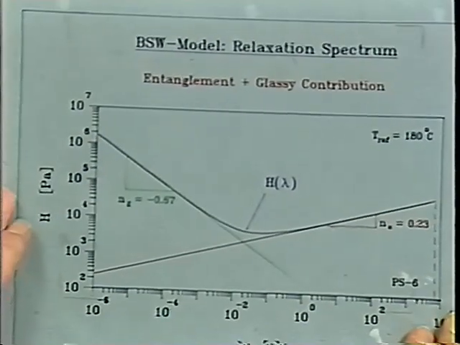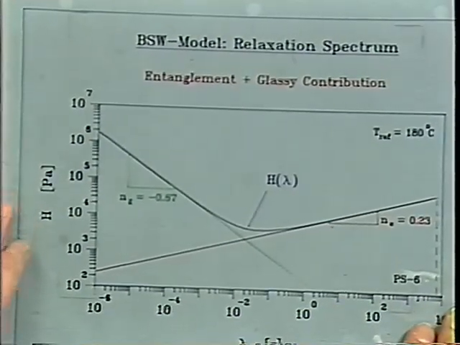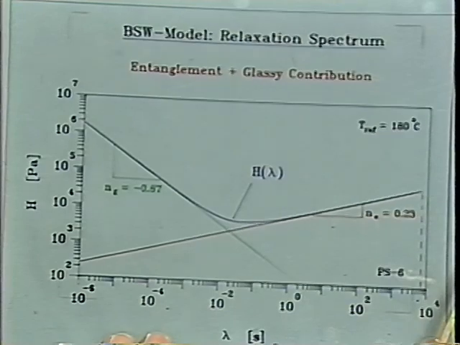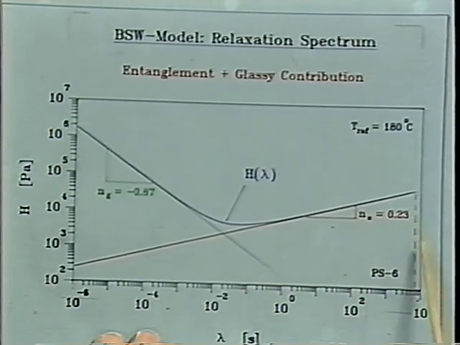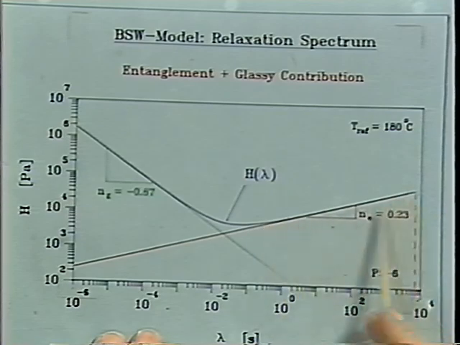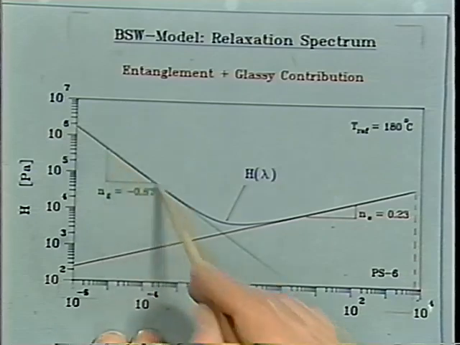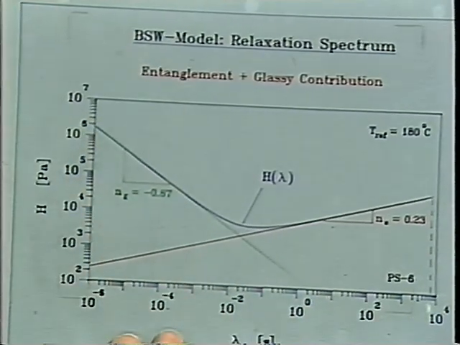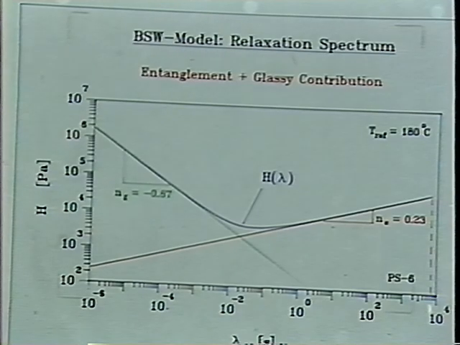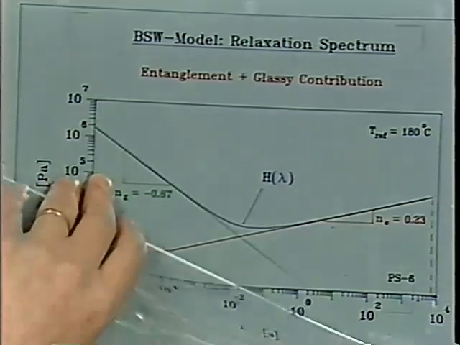Just to sum this BSW model up, here this would be the spectrum we are going to use for the flow region. We have the cutoff, that would be region 1. This would be region 2, the entanglement region. This is region 3 to the glass, and then something happens here for the glassy behavior, and I don't know in detail. So we can write down a mathematical equation for that type of model.